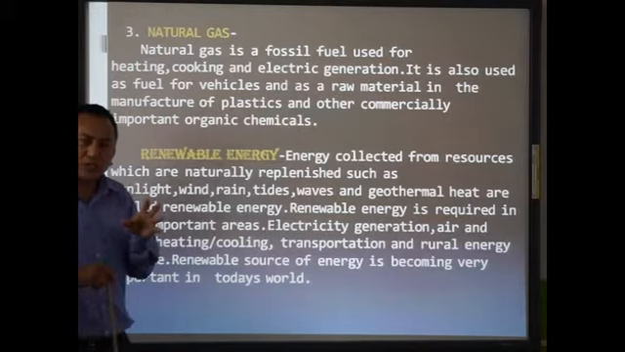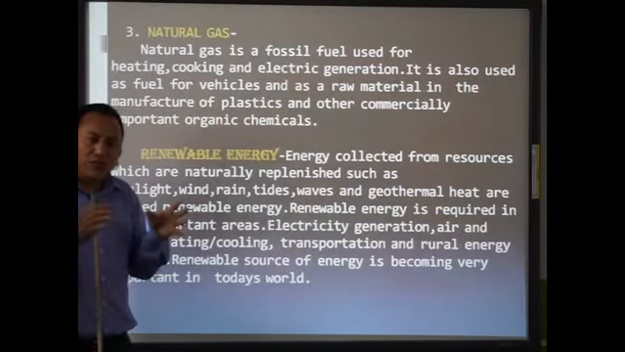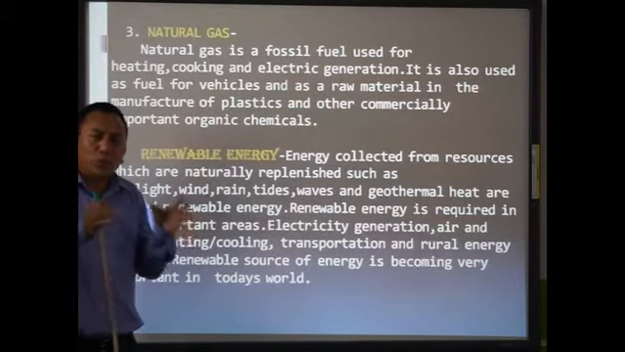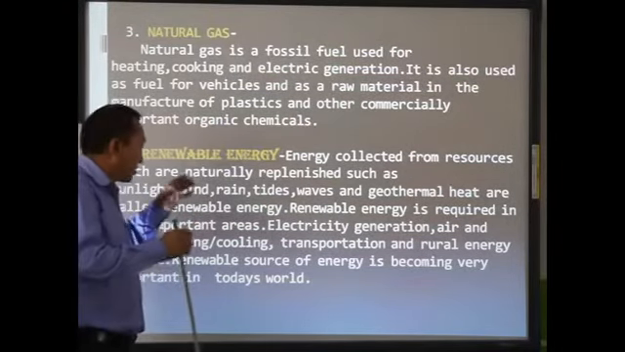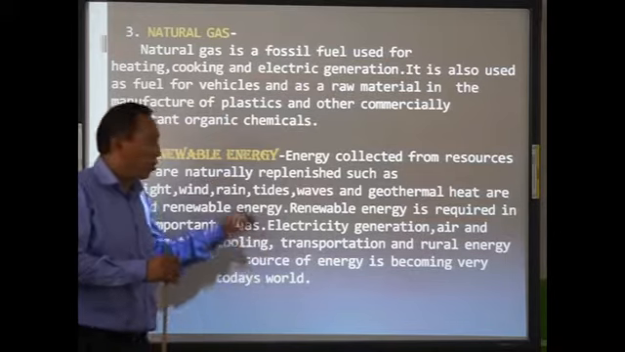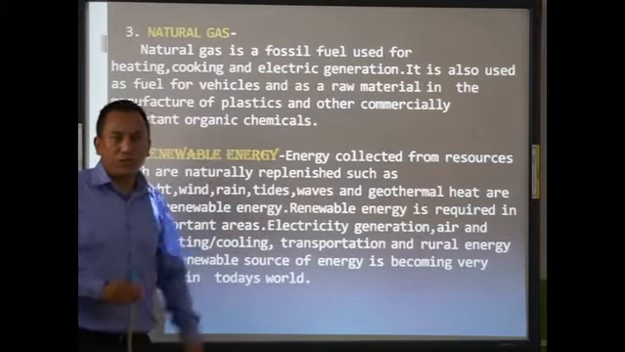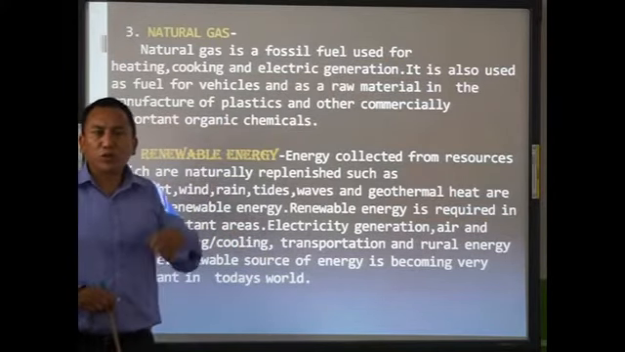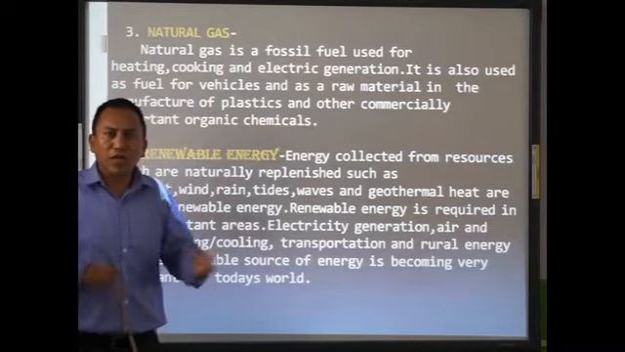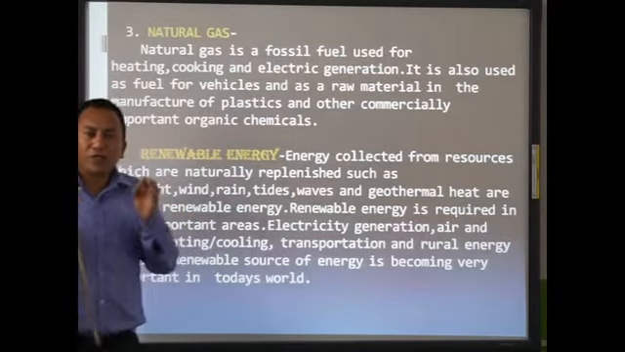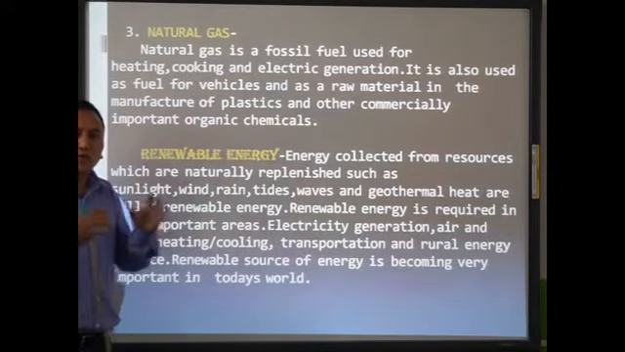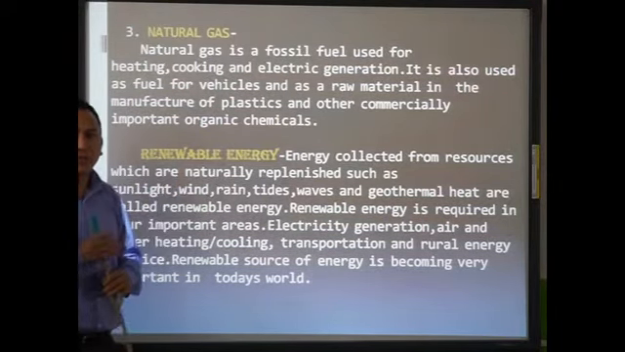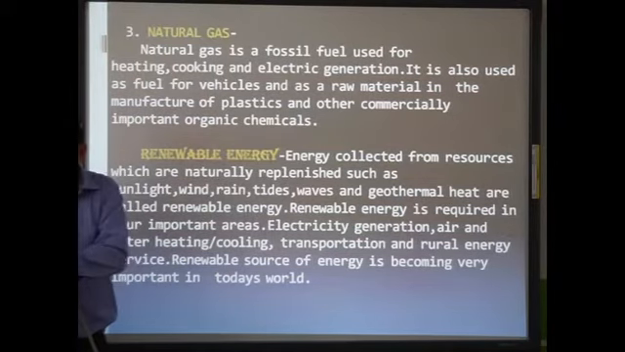See, one of the best ways to save whatever little bit of energy we have, that is coal, petroleum, or natural gas, is by starting to use more and more of these renewable sources of energy. If we do, then we have the conventional sources of energy like coal, petroleum, and natural gas stored for a longer period of time, so that we can use it for the future as well.